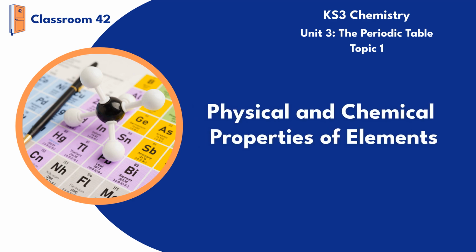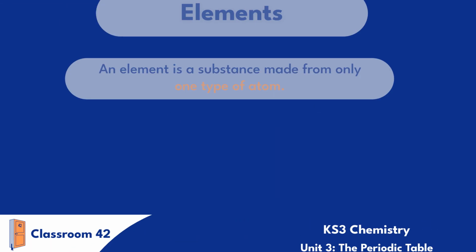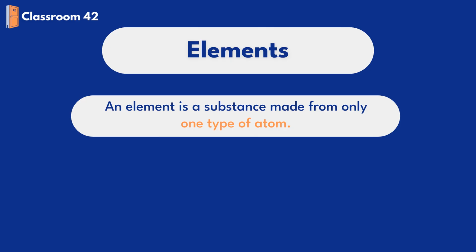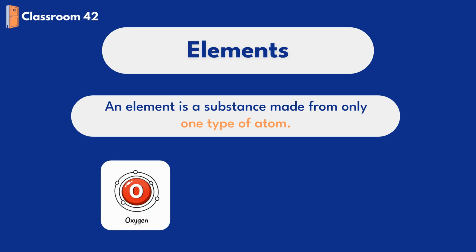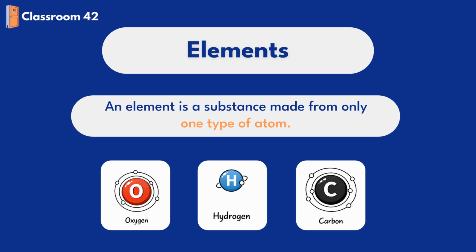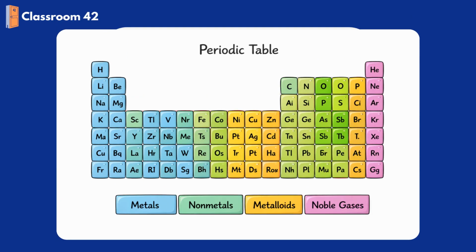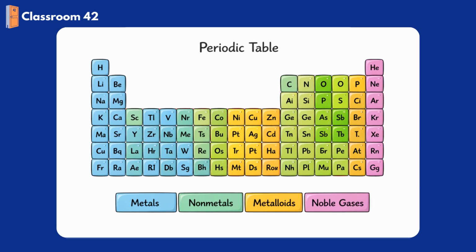Physical and chemical properties of elements. An element is a substance made from only one type of atom. For example, oxygen is an element because it is made only of oxygen atoms. Everything around us is made from elements, and each element has its own unique properties. Elements can be found on the periodic table, which we will explore in more detail later on.